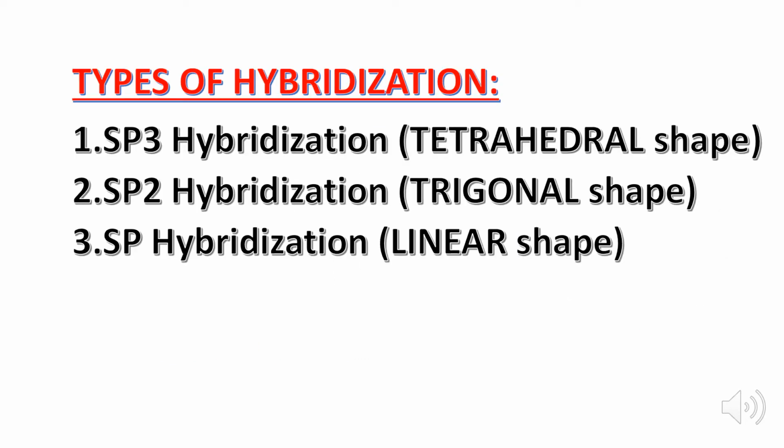Types of hybridization which involve s and p orbitals are sp3 hybridization, in which the molecular geometry is tetrahedral, sp2 hybridization having a trigonal planar molecular geometry, and sp hybridization having a linear molecular geometry.